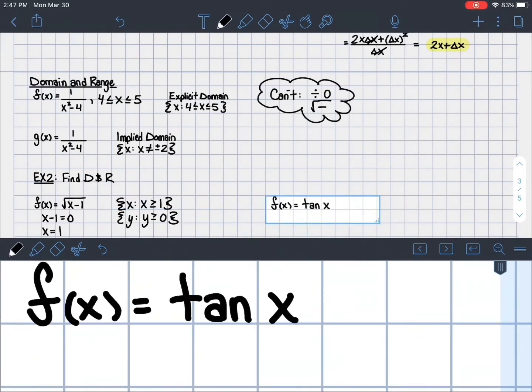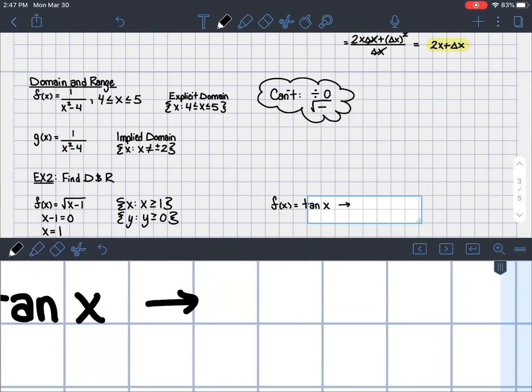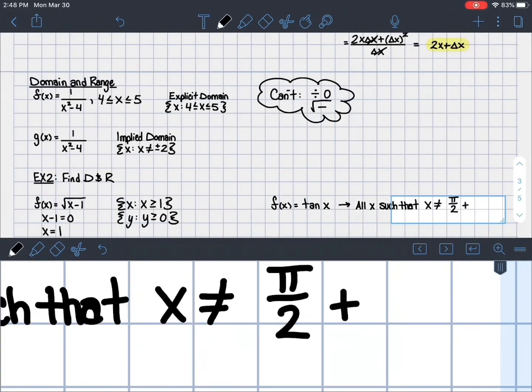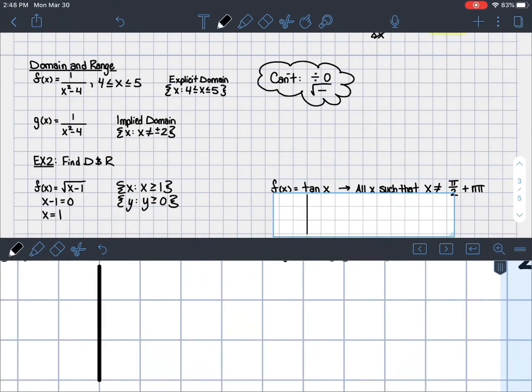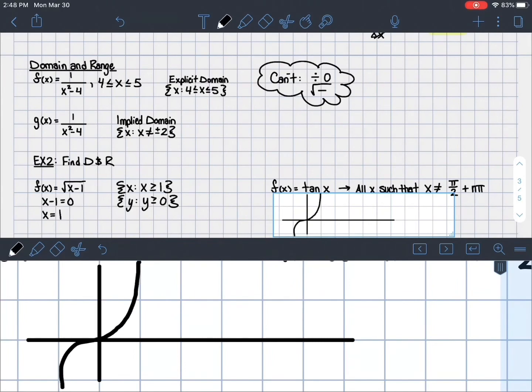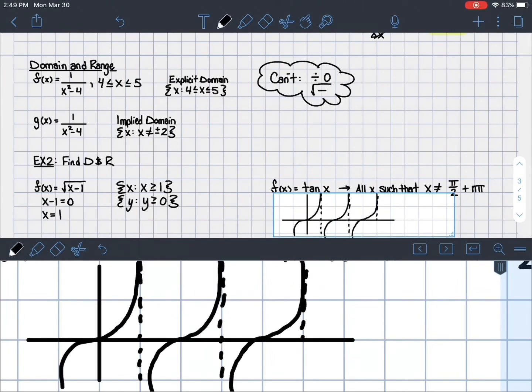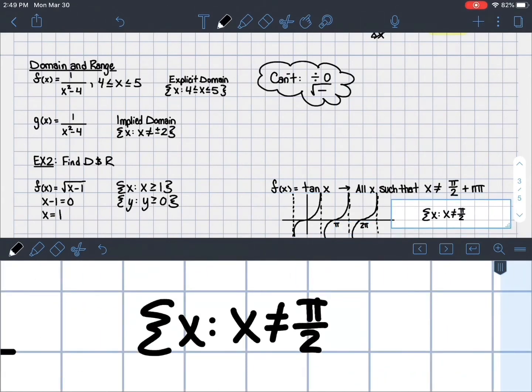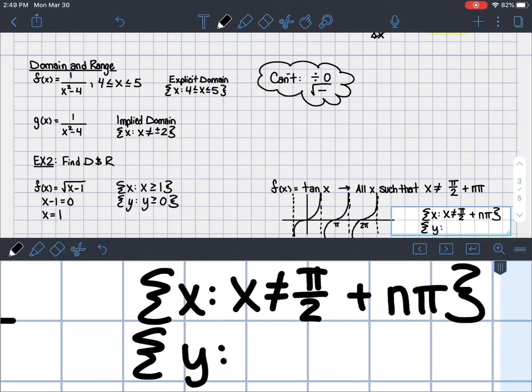Sometimes you might be thrown because we'll look at something where the rules don't really apply. Tangent of x is something that we need to memorize the domain and range of. Tangent is all inputs, such that x cannot equal pi over 2 plus or minus n pi, where n is some integer. Here's a reminder of what tangent looks like. Remember that there's an asymptote at every pi over 2. So when we write it, we'll write it just like that.